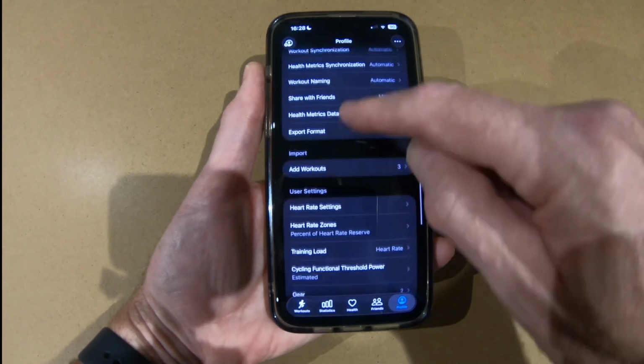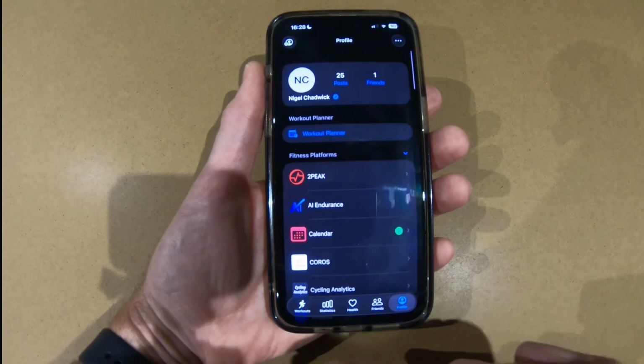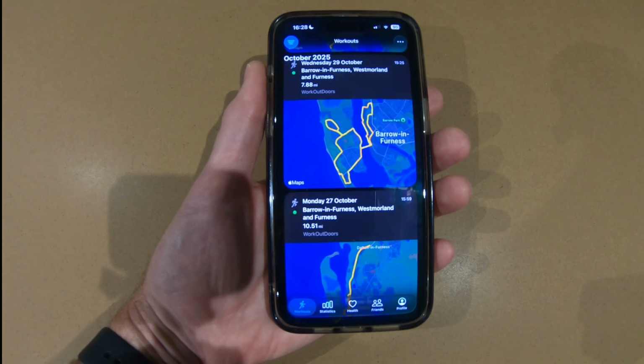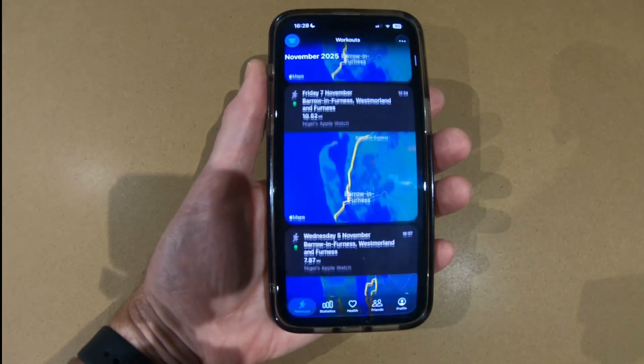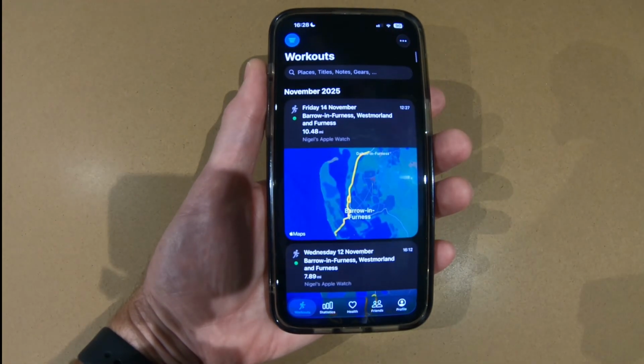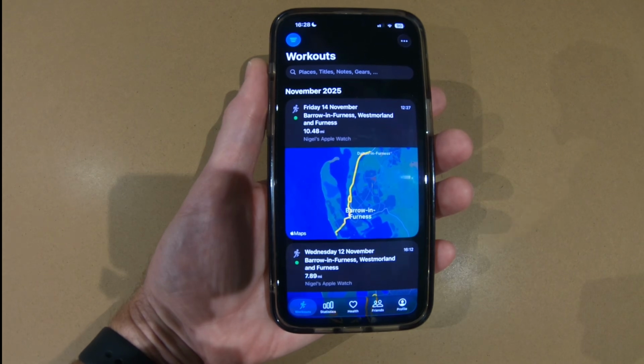And that is a very quick run through the Workouts app. I can thoroughly recommend it. It's far better than the Apple Fitness app, and I would think you should go and give it a go.